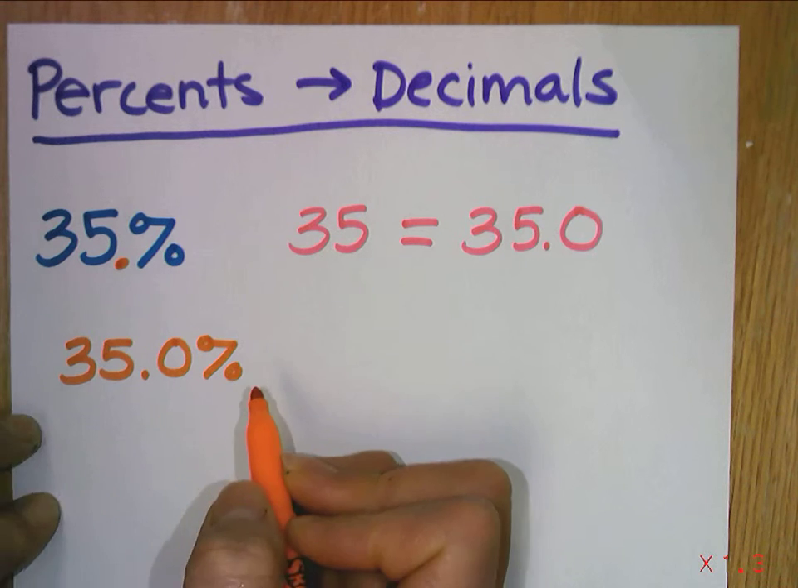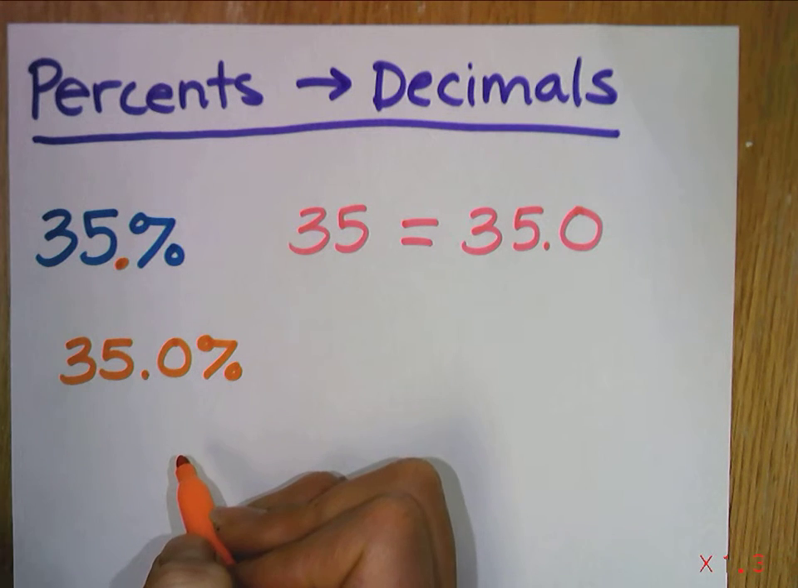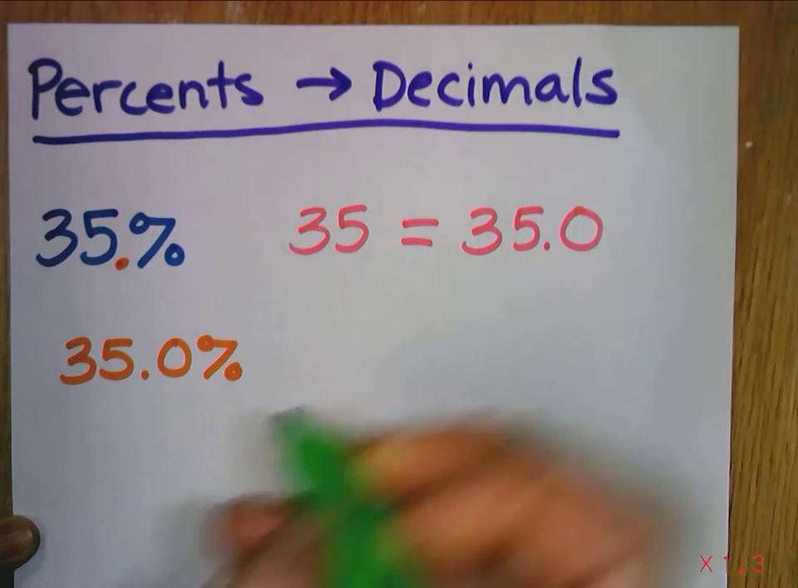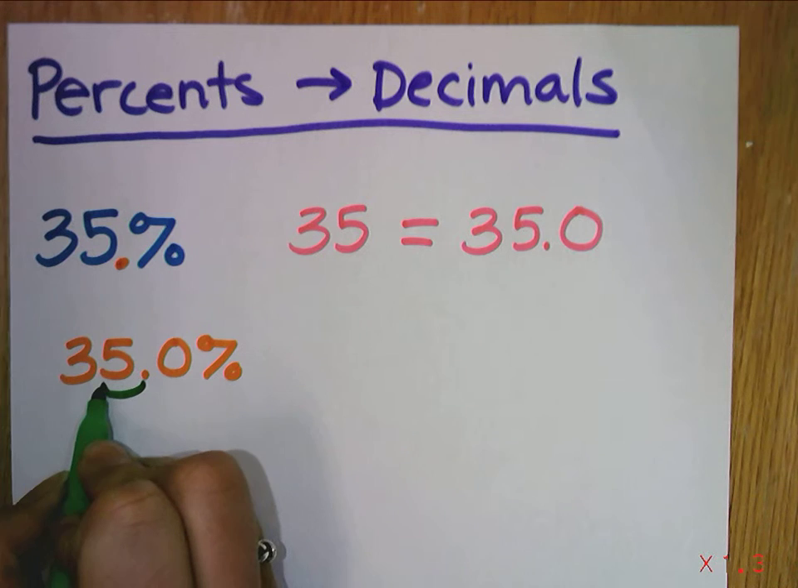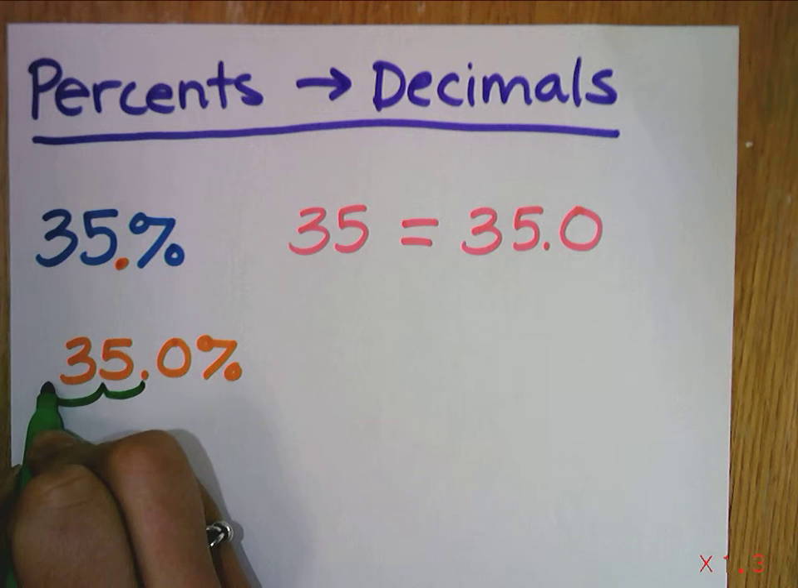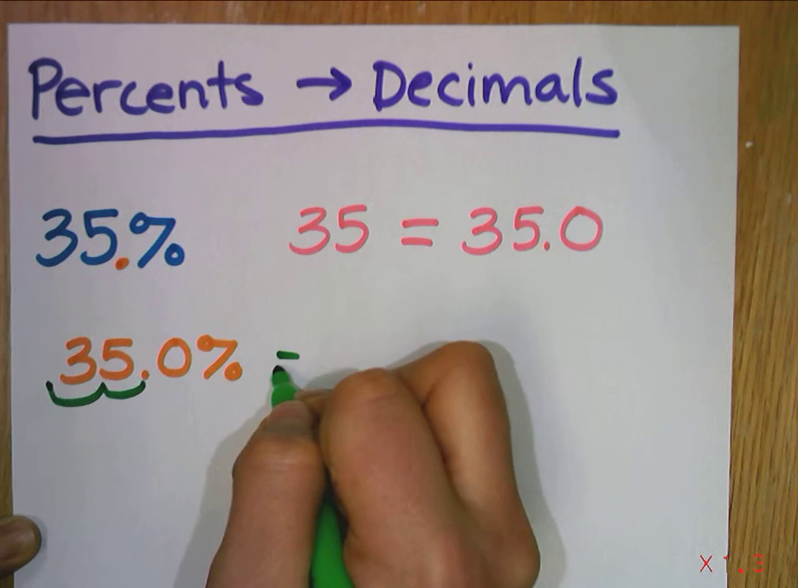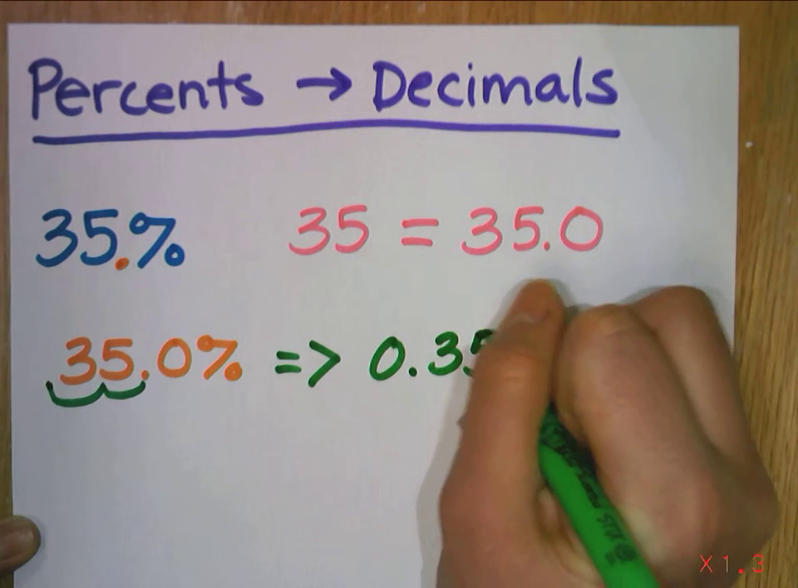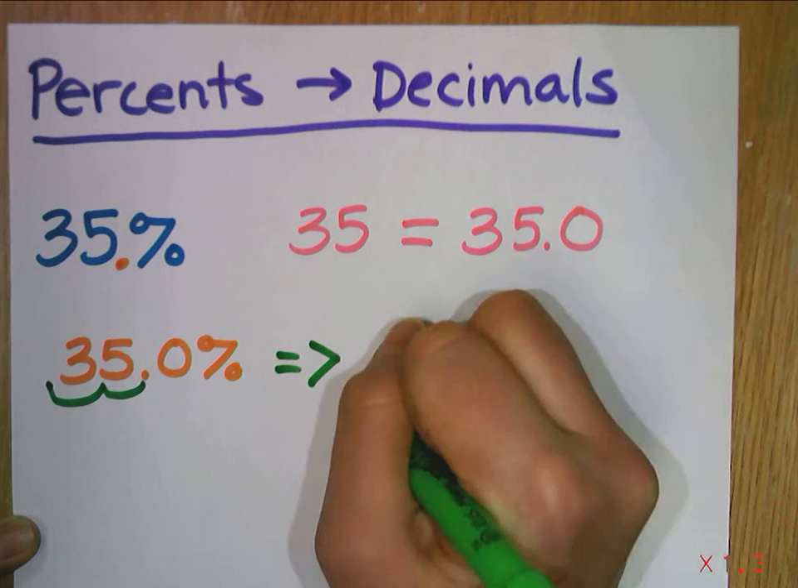35.0%. Now that you know where the decimal place is, I would like you to move the decimal point 2 places to the left. 1, 2. And here we have our decimal equivalent of 35%, which is 0.35, or 35/100ths.